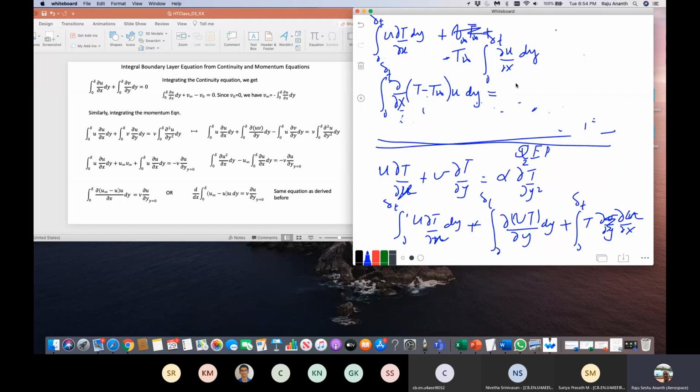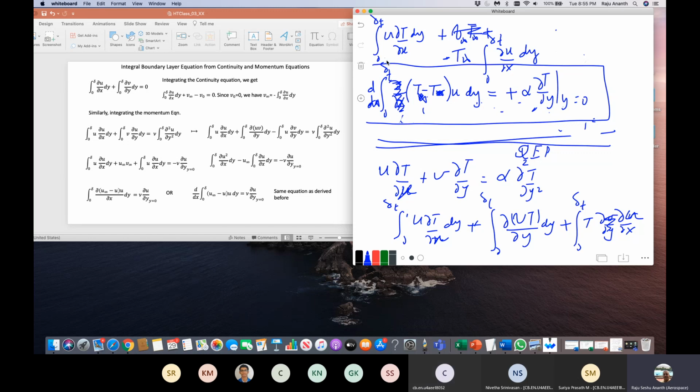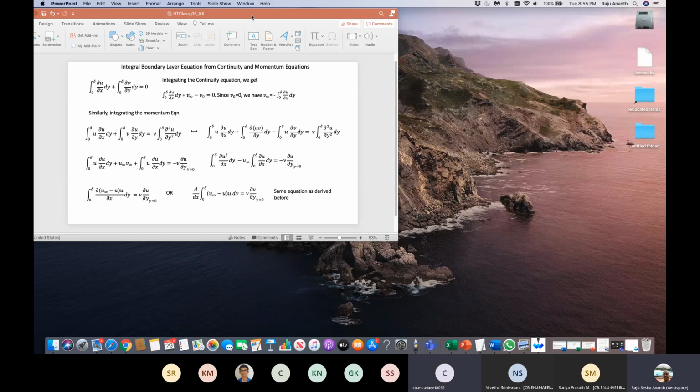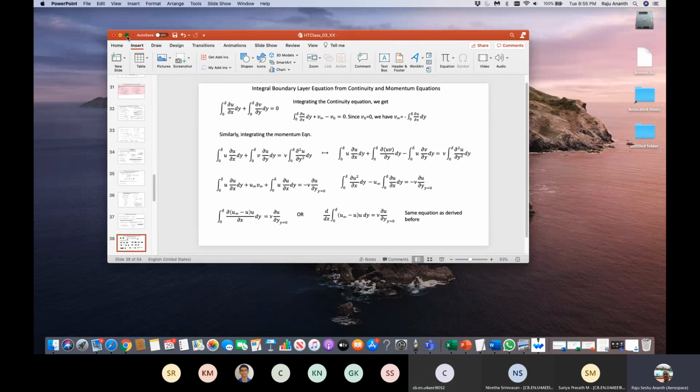So that is nothing but minus alpha dT over dy. So I can bring the T infinity here and T there and then take this plus. So then d over dx comes out outside. So that's it. That is our equation. So from the governing equation, without going through the fundamental derivation, you can get the integral equation just by first principles.